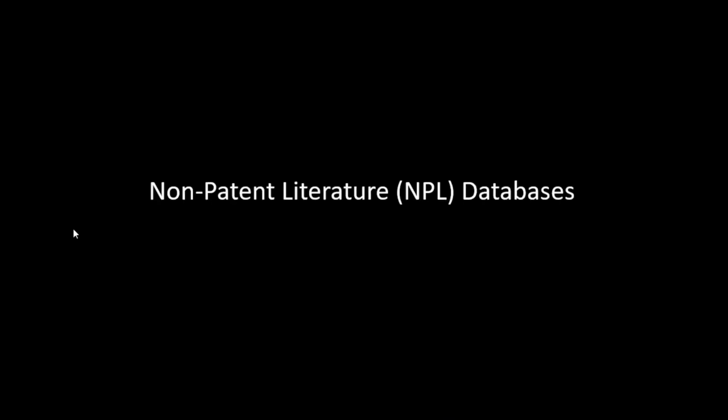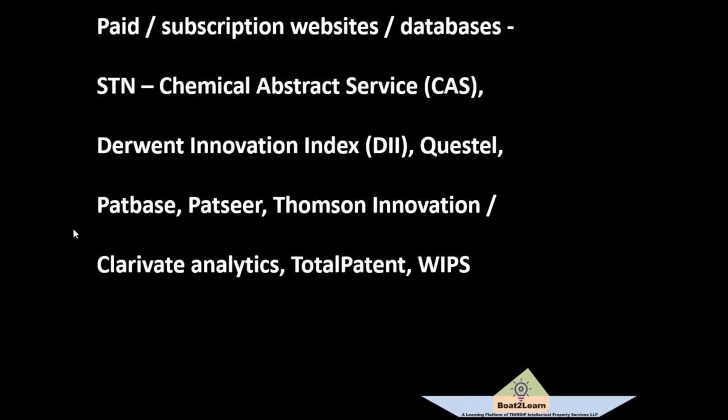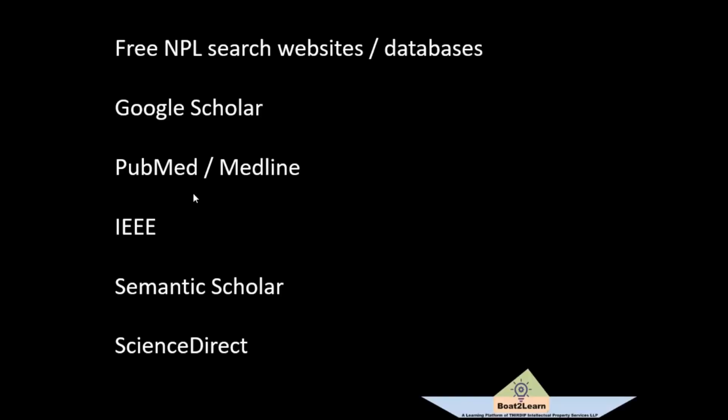Now the non-patent literature. These so far are all patent databases. Chemical Abstract Service has both non-patent literature and patent literature. DII is dedicated to patents. Questel is dedicated to patents, and like that. But there are various non-patent literature databases which only give records on journal articles and scientific articles. One of them is Google Scholar.